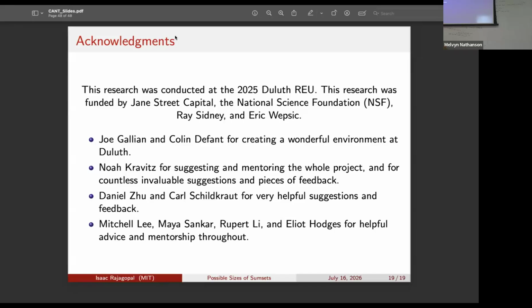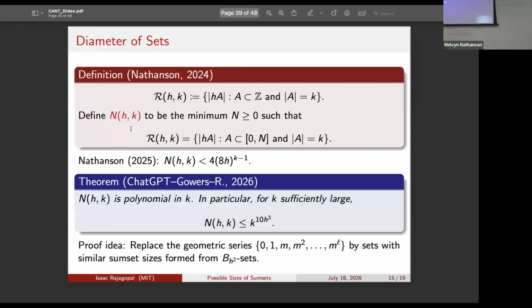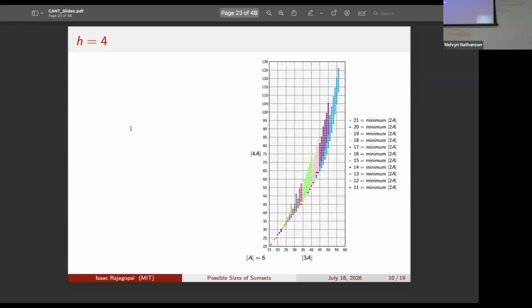And second is more of a comment than a question. I think when you go to h equals 4, you can say the plot thickens. Oh, that's funny.